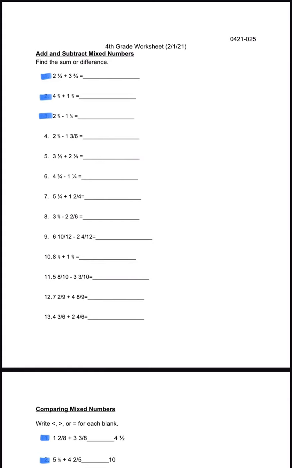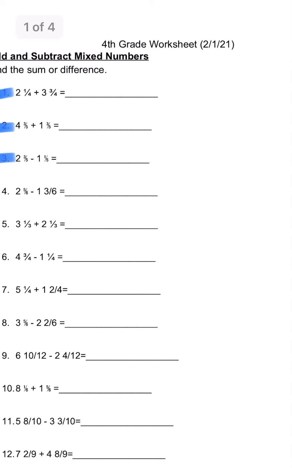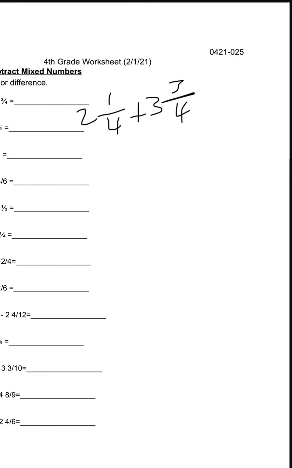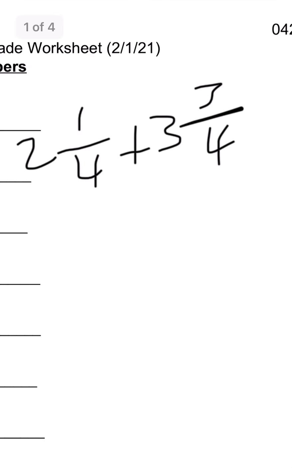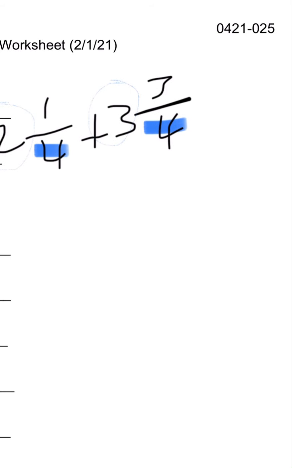So let's take a look at number 1. It says 2 and 1/4 plus 3 and 3/4. So here we see that we have a common denominator. First we're going to add the whole numbers, which are 2 and 3. So when we add across, we get 5.